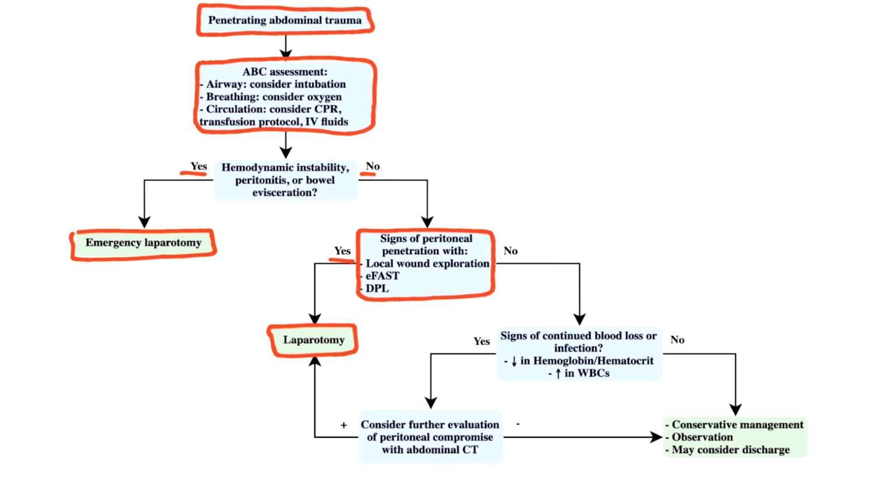On the other hand, if the diagnostic tests are negative, but the patient still has signs of continued blood loss or infection such as decreased hemoglobin, hematocrit, and increased white blood cells, consider further evaluation of peritoneal compromise with abdominal CT. Positive CT results indicate the need for laparotomy, while in the case of negative results, consider proceeding with conservative management, observation, and potential discharge. Lastly, if in a stable patient there are no signs of blood loss or infection, consider conservative management, observation, and possible discharge.